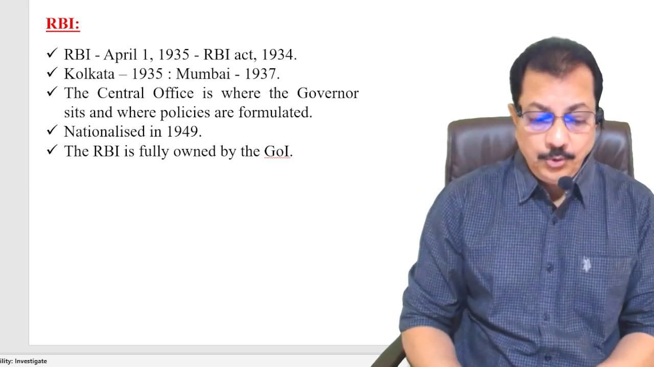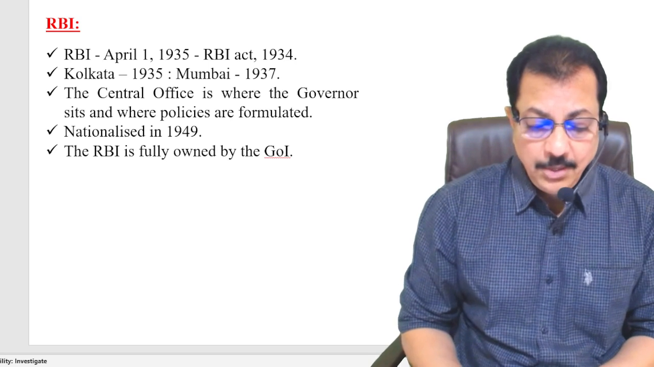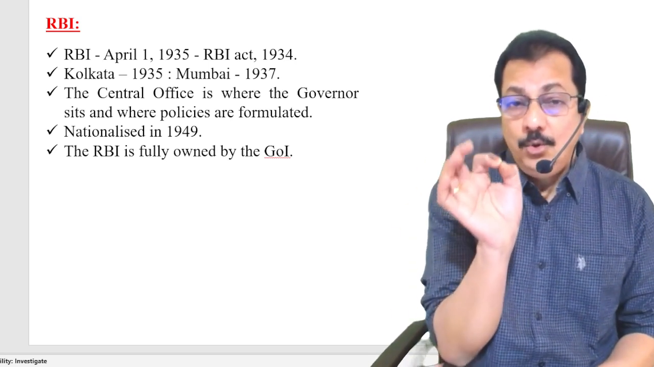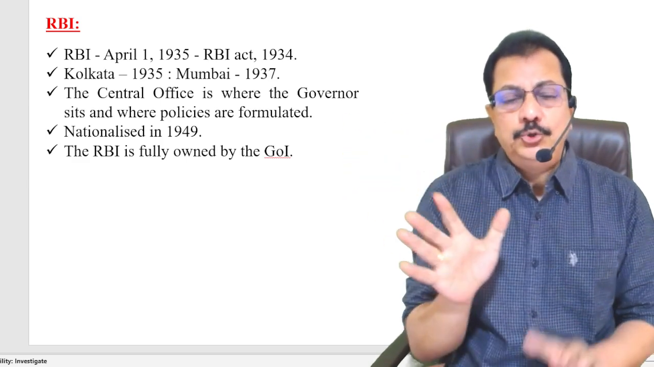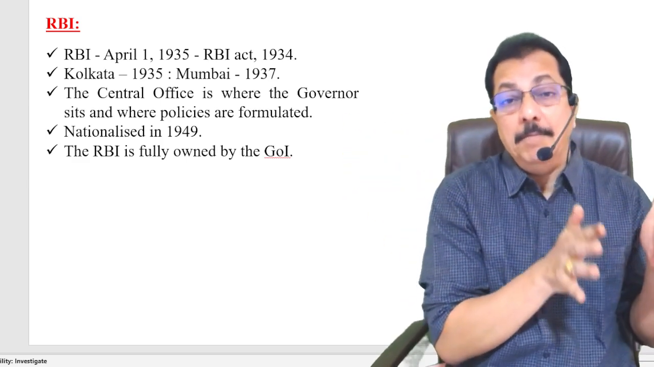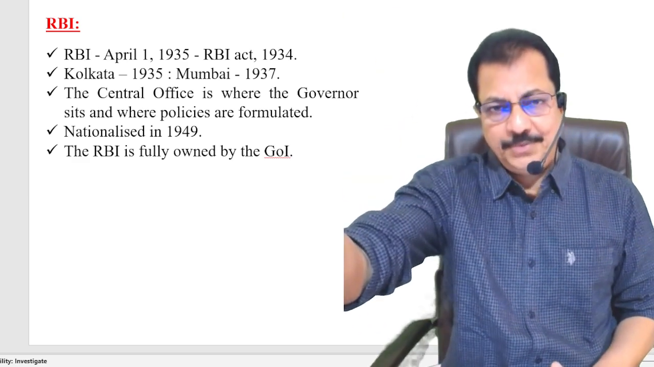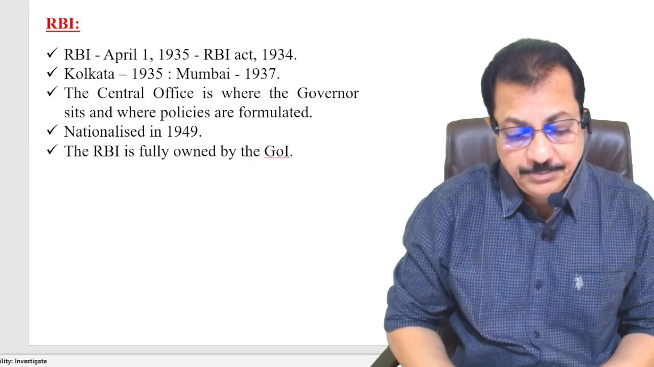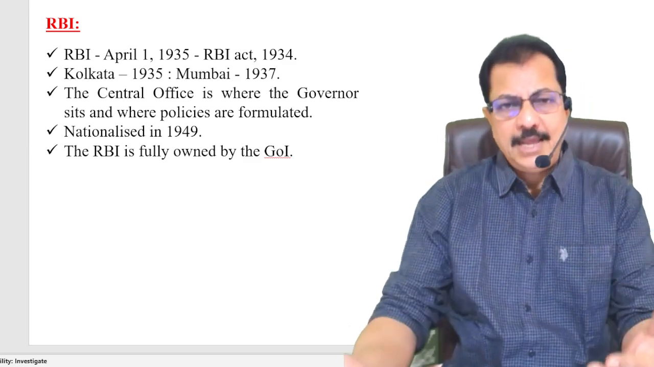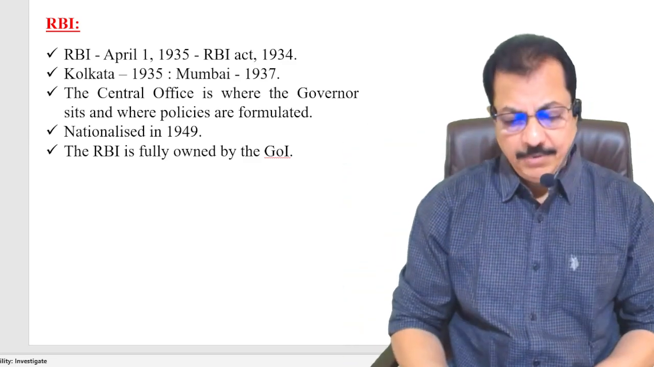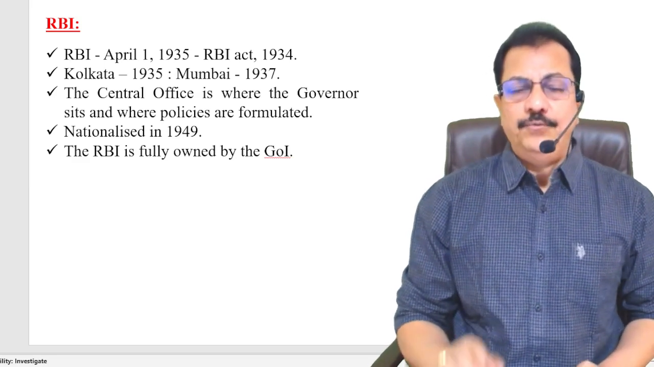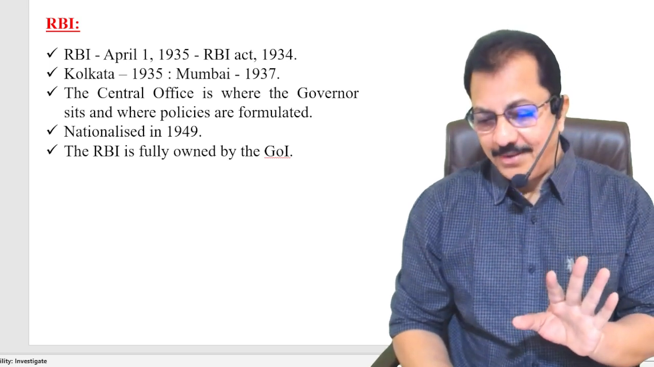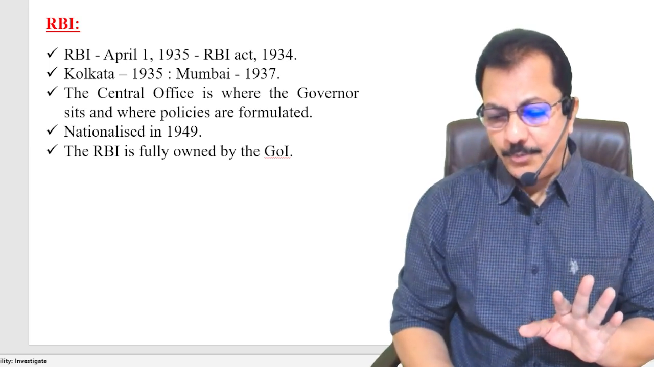And again, one more point: RBI, which was established in the year 1935, was under the ownership of private people. Private owners were maintaining it, but after independence in 1947, in the year 1949, RBI was nationalized, meaning it was taken over by the Government of India. Now it is fully owned by GOI, the Government of India. Clear? So all these points are known points only.